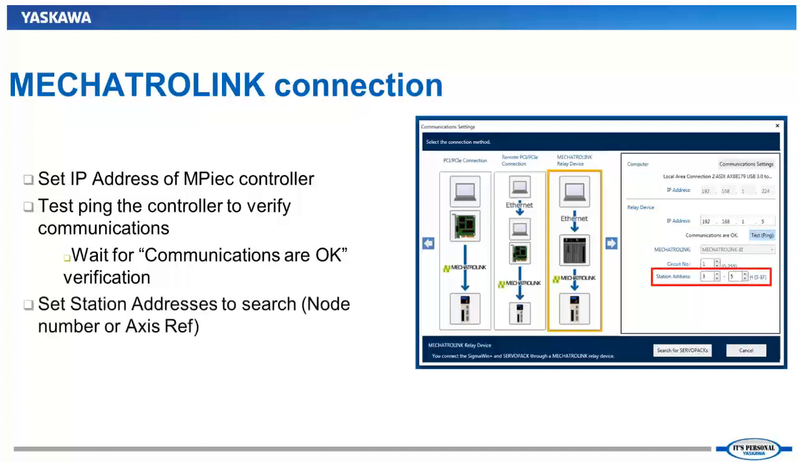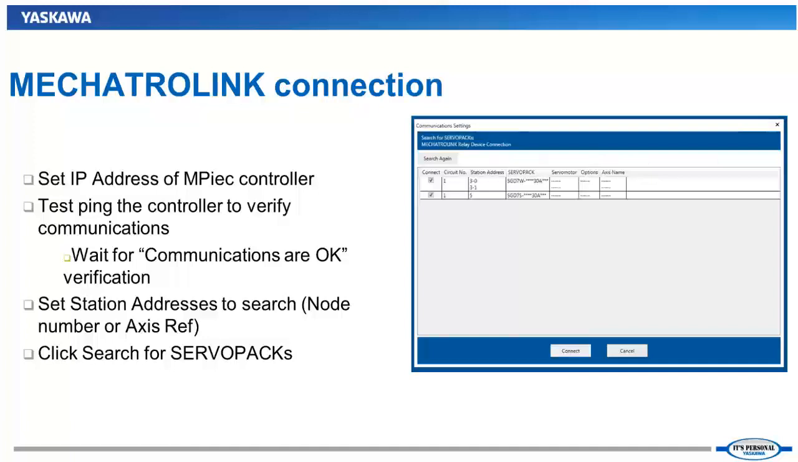And then the next thing you need to do is set the station address. So this is going to be your node number or your access reference for the SERVOPACKS connected. So in this example, I'm searching nodes 3 through 5. And then you hit search for SERVOPACKS. And I searched 3 through 5, so I got a 7W with 2 axes and my 7S at node number 5, found through that.